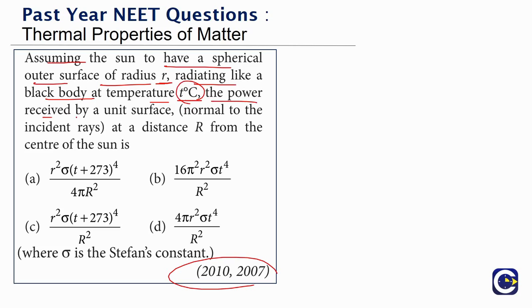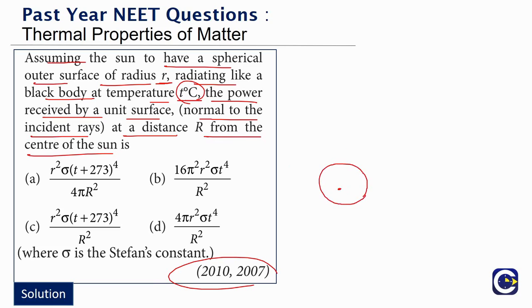The power received by a unit surface normal to the incident rays at a distance capital R from the center of the sun is, means what is the situation? You have the sun. The radiation power emerging from the sun, as per Stefan's law, will be sigma into the sun's surface area. Since we have to assume it as a spherical object of radius small r, the surface area will be 4 pi small r square. Sigma A, this is the formula.